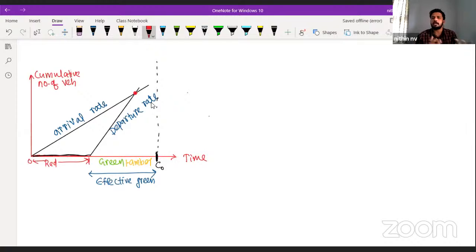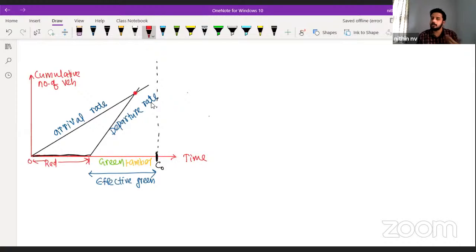If they are giving a saturated system, don't get confused: it means that the intersecting point is before the C naught value. If that intersecting point is after this C naught value, then it is known as an unsaturated system. So what do you mean by a saturated system?